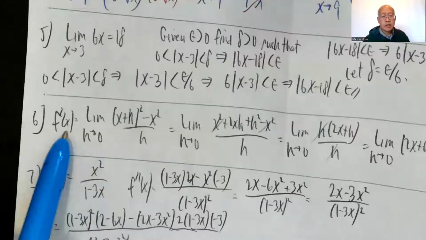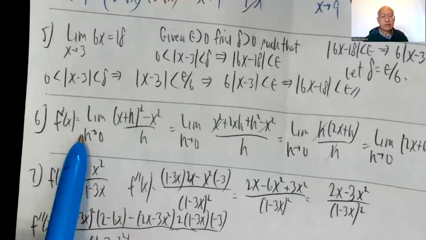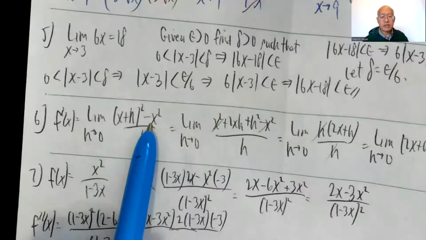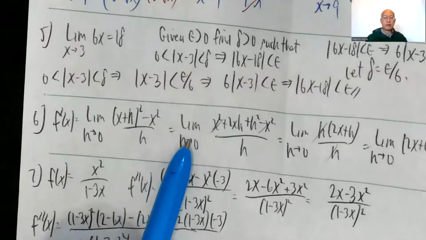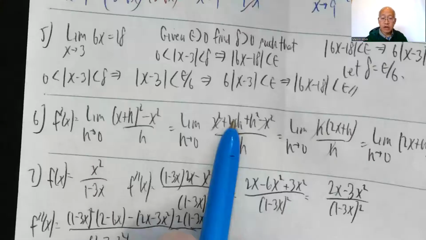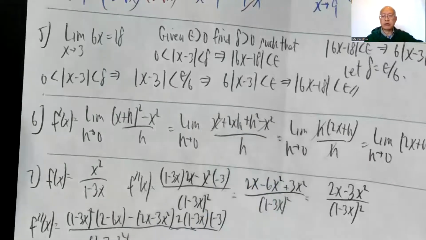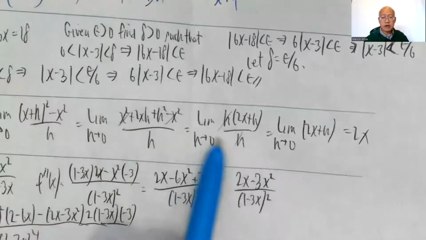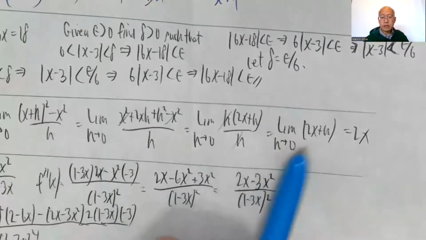Number 6: the derivative is the limit as h approaches 0 of (f(x plus h) squared minus f(x) squared) all over h. Limit as h approaches 0 of (x squared plus 2xh plus h squared minus x squared) all over h. The x squared cancels out. Factor out an h from each of these. Limit as h approaches 0 of 2x plus h, with the h canceled out. And here, if I plug in 0, I get 2x.